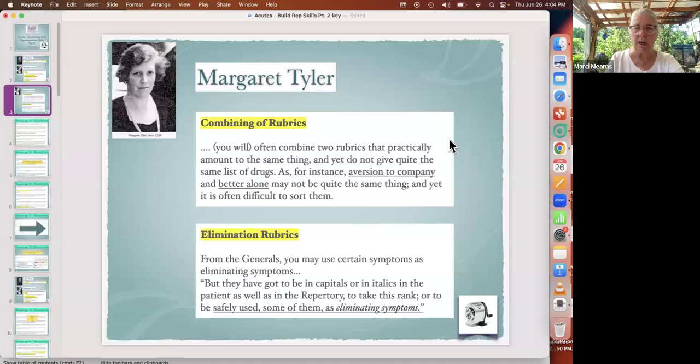These are a couple of the techniques that we are also going to explore applying. The first one is combining of rubrics. You've probably all seen that by now, but I utilize that technique quite a bit, as well as the use of elimination rubrics for eliminating symptoms. Okay, so those are our guidelines that we're going to work with, and I'm just going to jump into this first case.